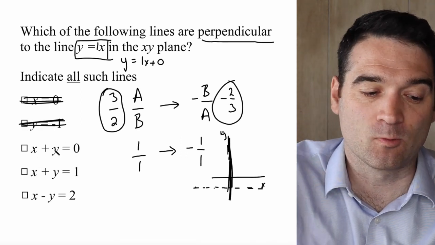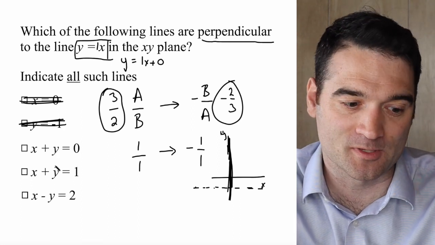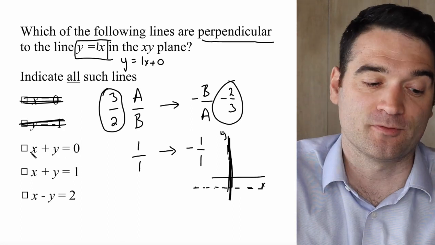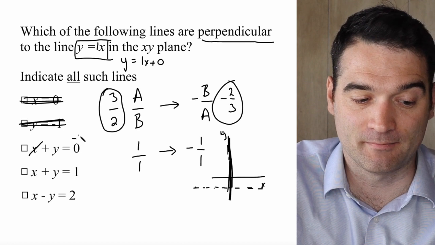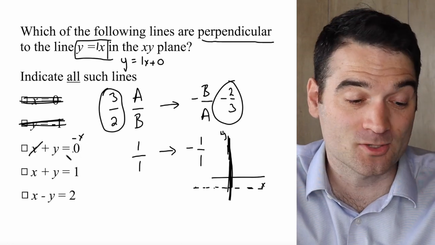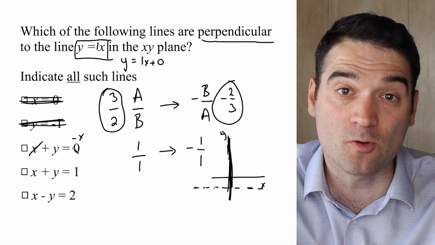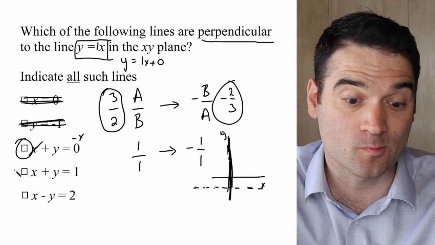Okay, let's look at this one. x plus y equals 0. Well, let's reformat this into y equals mx plus b. I'm going to subtract x from both sides, and y equals negative x, or y equals negative 1x. So the slope here is indeed negative 1. This is a winner. Great.